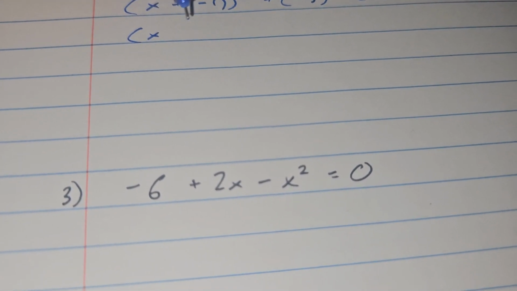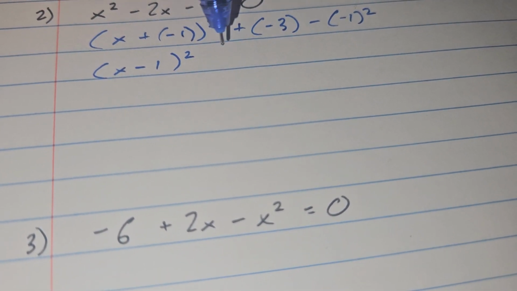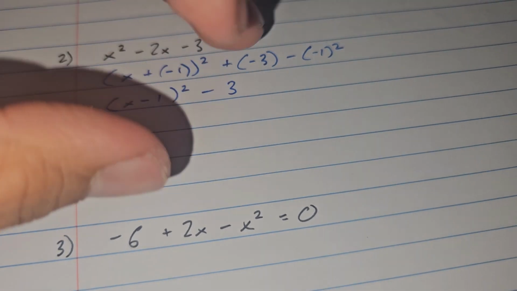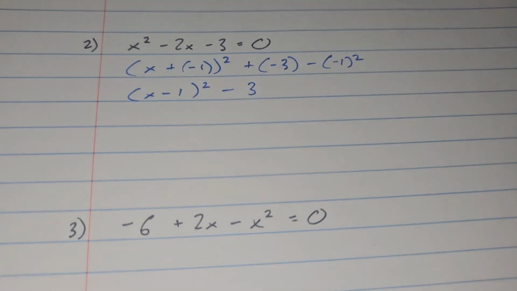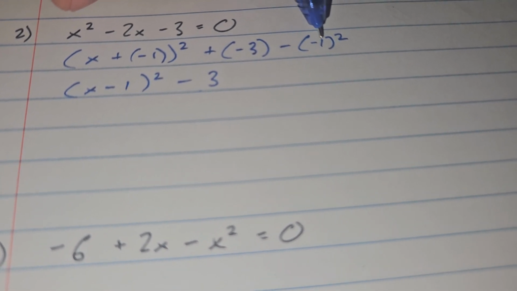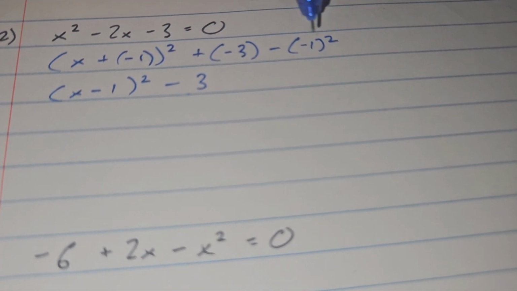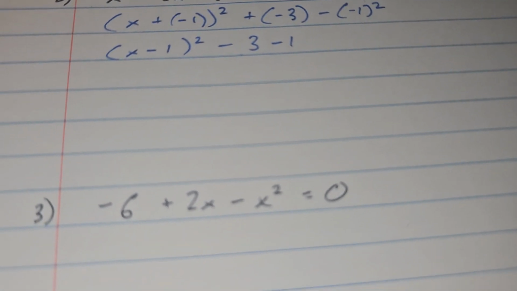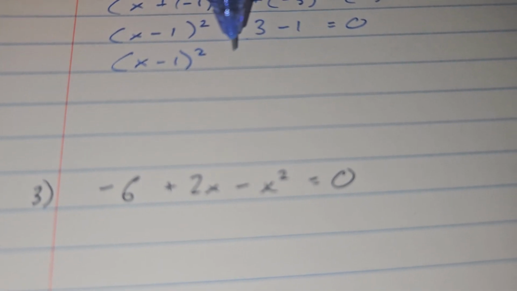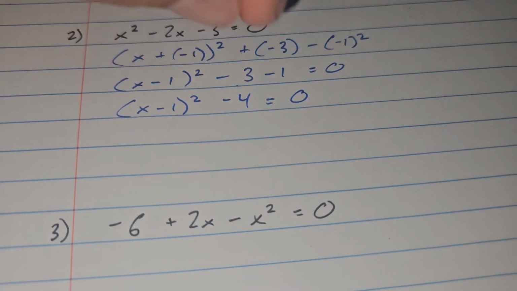We're left with x minus 1 squared, minus 3, forget the plus sign, minus 3. I just put it to show you how to plug in the numbers, but you can just skip to this step if you want. Minus 3 minus, let's see, negative 1 squared is 1. So it's going to be minus 1, right? So now we're left with, by the way, equals 0, x minus 1 squared minus 4 is equal to 0. Now we can go ahead and solve. We're just combining like terms here.